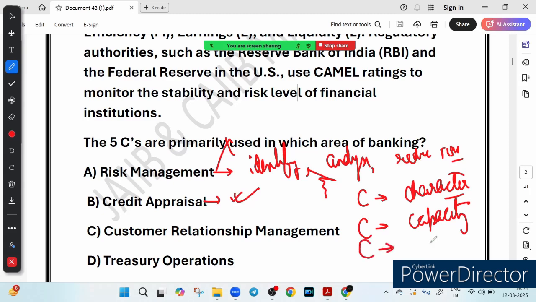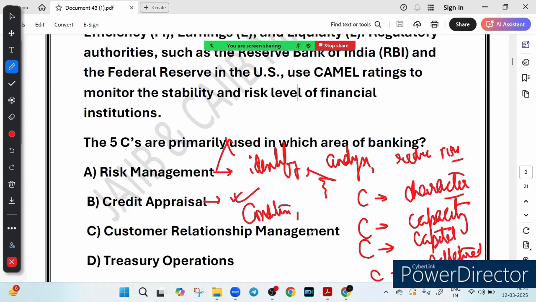The third C is capital. What is the meaning of capital? It is the financial strength of the borrower, including their own investment in the business or project. The fourth C is collateral, the asset placed as security for the loan, like property, gold or fixed deposits. And the last C is condition, the economic and market conditions affecting the borrower's ability to repay, right?